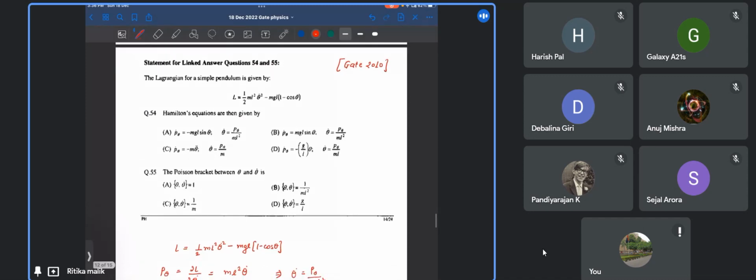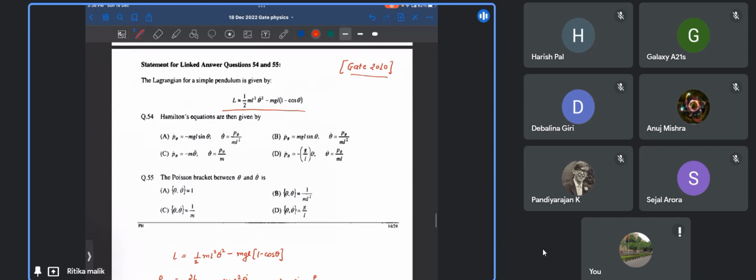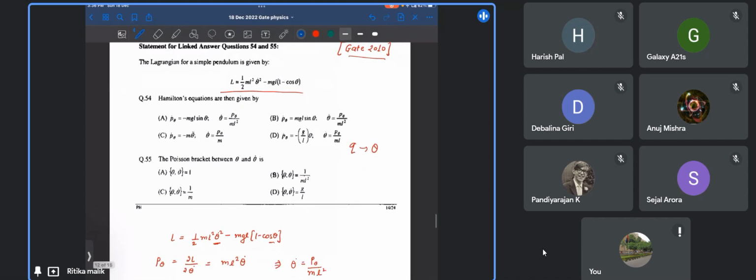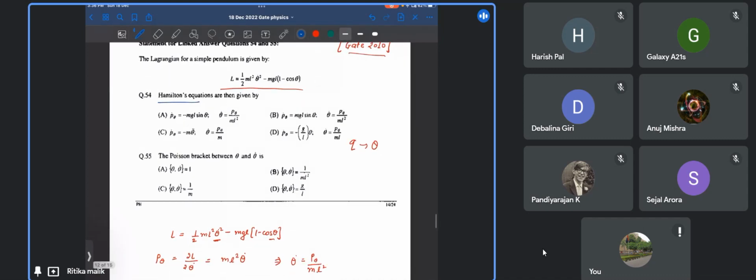In this question from the 2000 exam, the Lagrangian for a simple pendulum is given. So you are given a Lagrangian. If you look at it, it is a function of theta dot square and theta. That means your coordinate, which is Q, is theta here. And now we have to calculate the Hamilton's equations of motion.